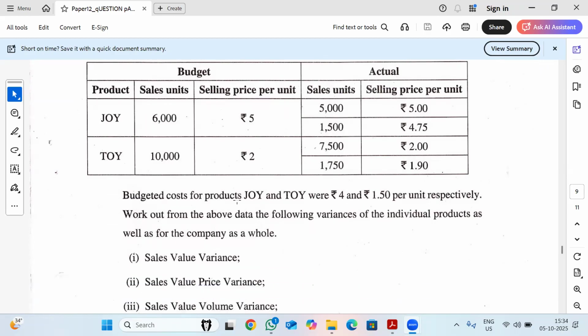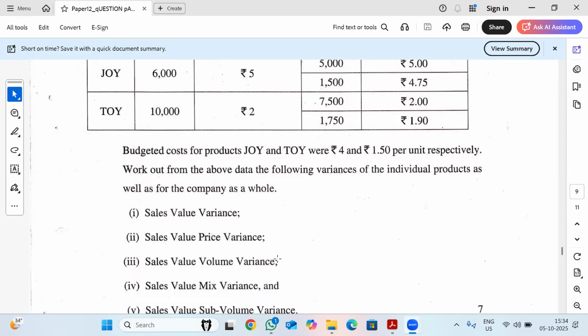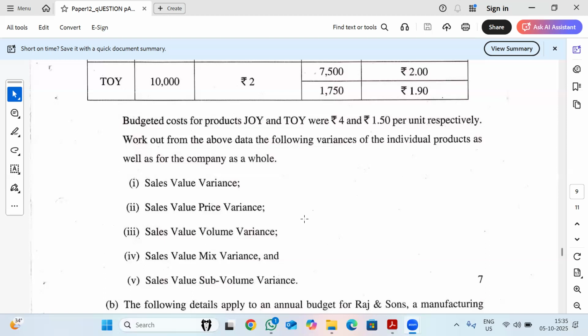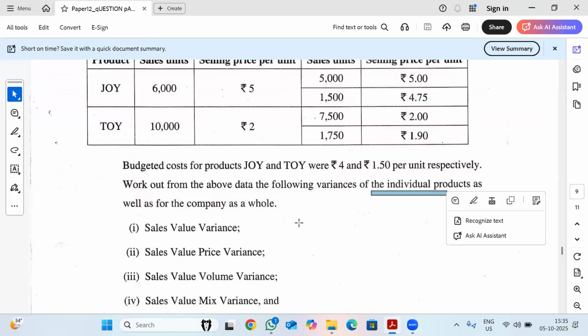Budgeted cost for products Joy and Toy were 4 rupees and 1 rupee 50 paise per unit respectively. Work out from the above data the following variances of the individual products as well as for the company as a whole. So now we are going to calculate sales value variance, sales value price variance, volume variance, mix variance, and sub volume variance. This problem relates to your standard costing. So we need to calculate all the variances for individual products and for the company as a whole.